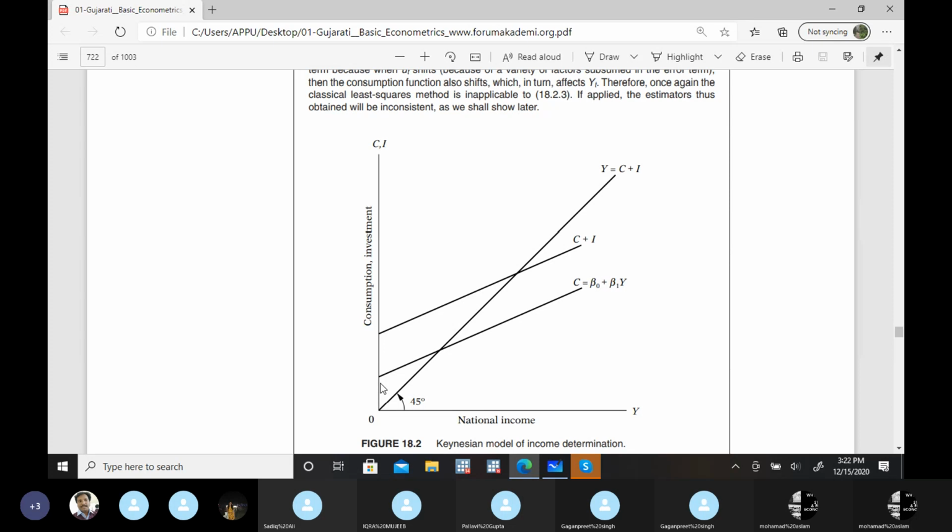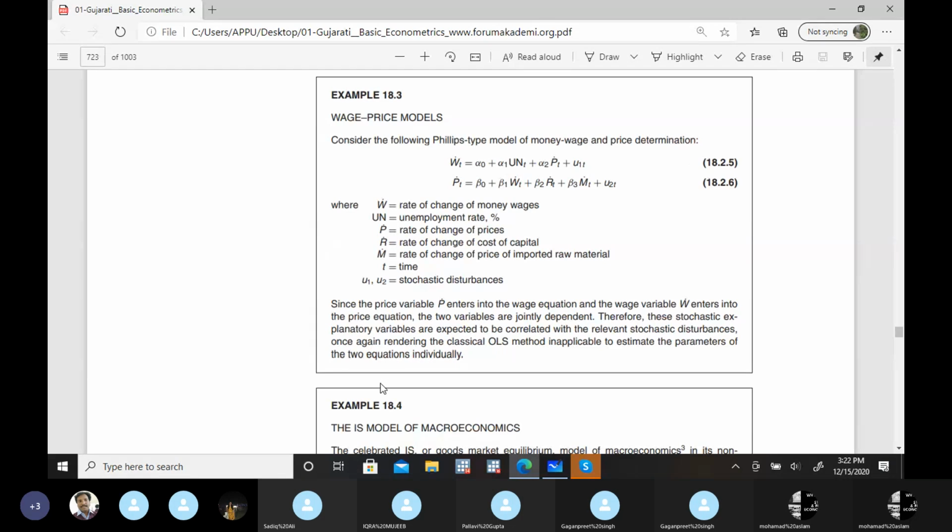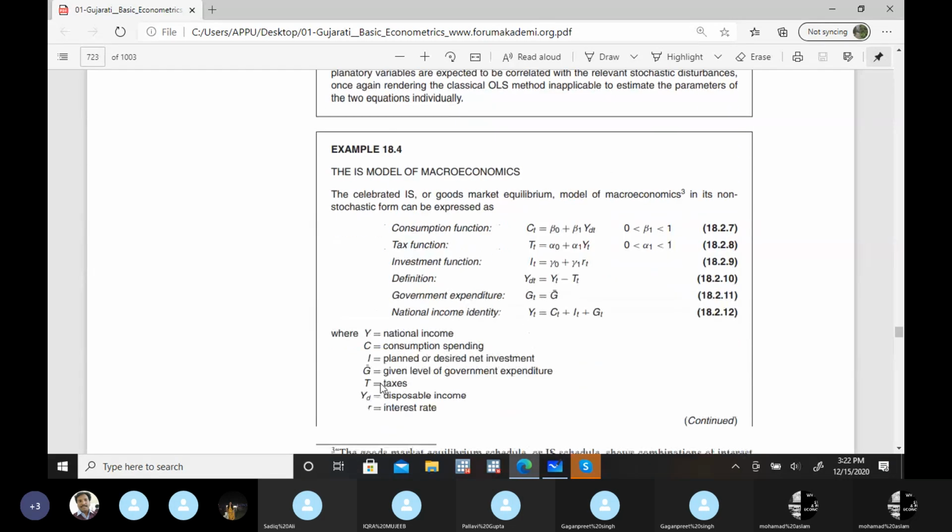Then which line will we get after running these estimates? That's the thing here: we have to identify which equation we will get in the end. So for that, first we have to understand endogenous and exogenous variables. For example, again, this particular IS equilibrium, this macroeconomic model.